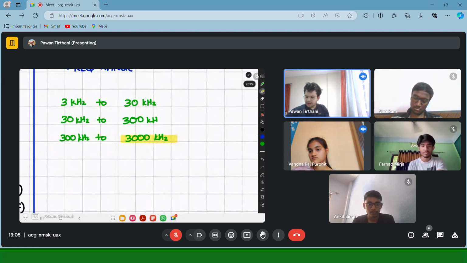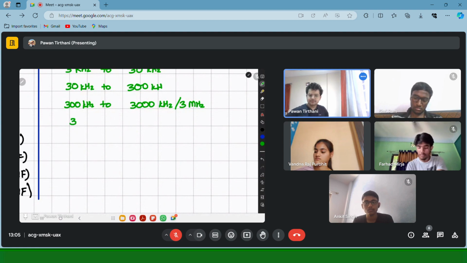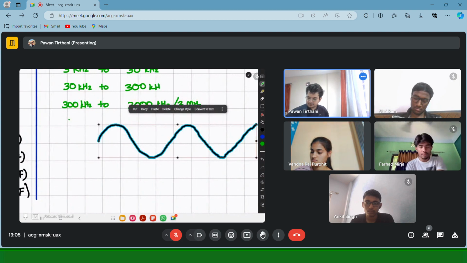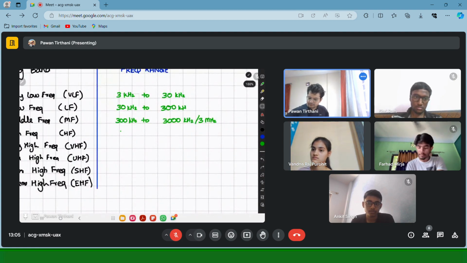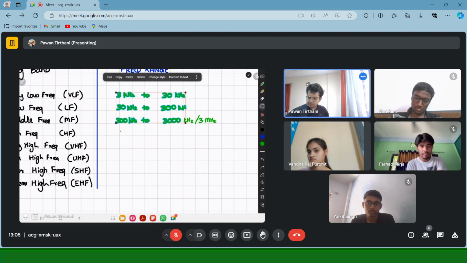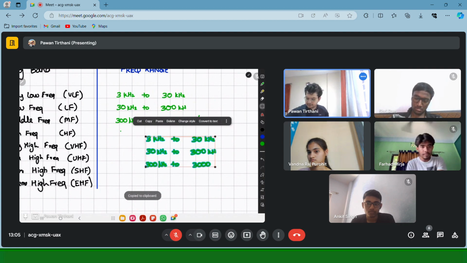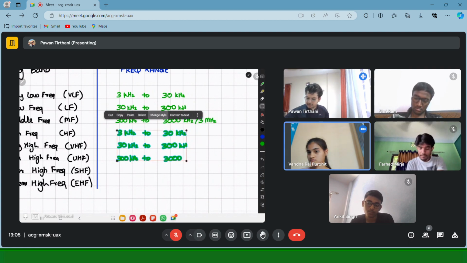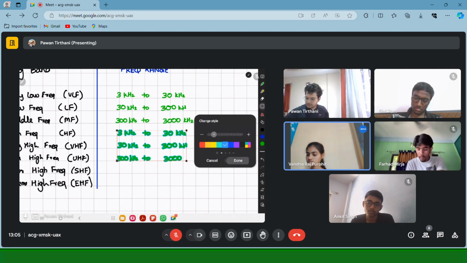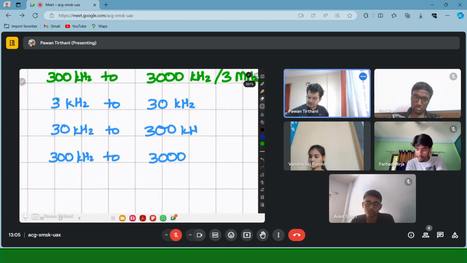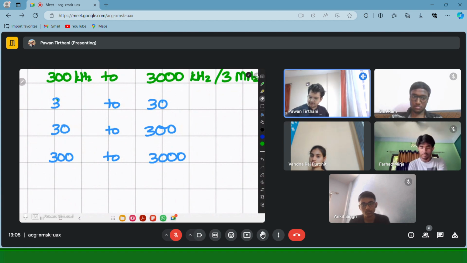So I can also write this as 3 megahertz. Now I will again start from 3. Copy, paste, change. And I will just remove the kilohertz and write megahertz. Simple.